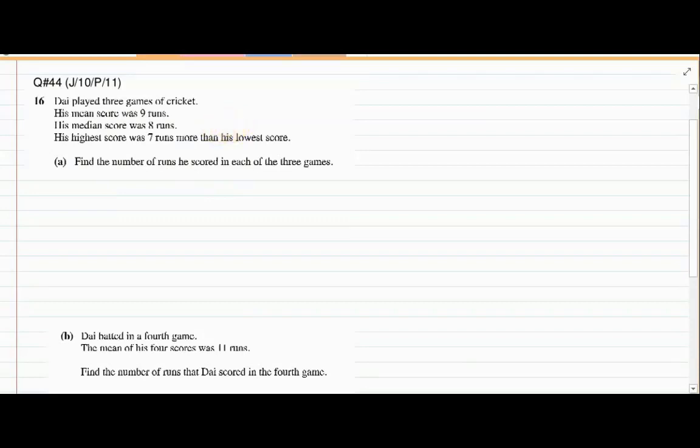So first I am going to write down the data. It says mean is equal to 9. It says median is equal to 8. Now what do you mean by median? Median means the middle one, right? So Dai is playing 3 games: first game, second game and third game, right? There are 3 games and the median score was 8. That means this middle one is 8, right?